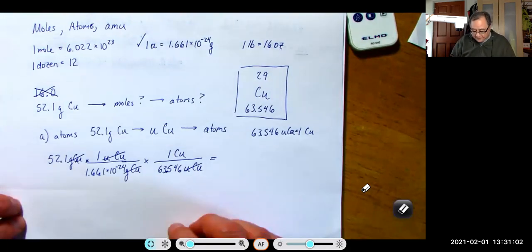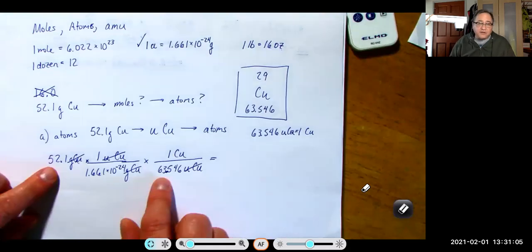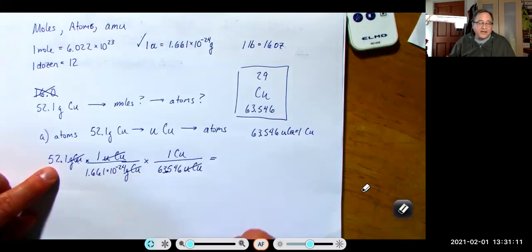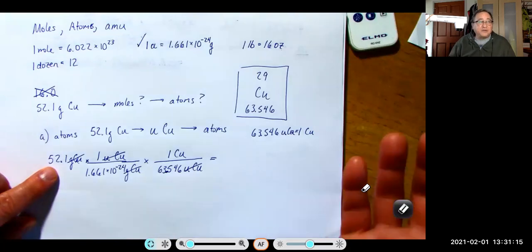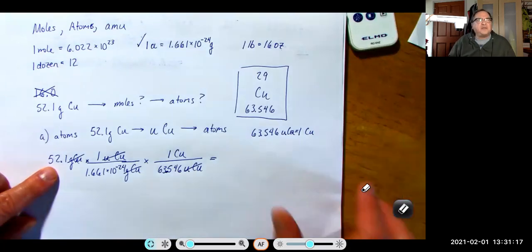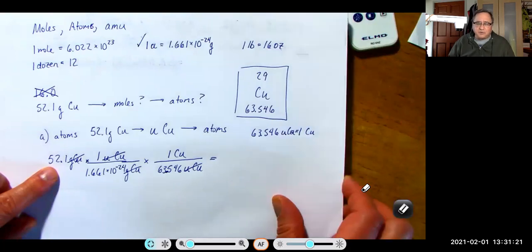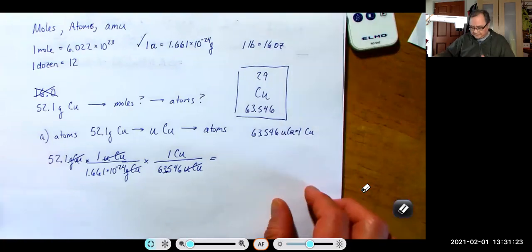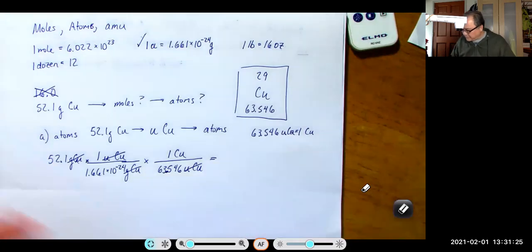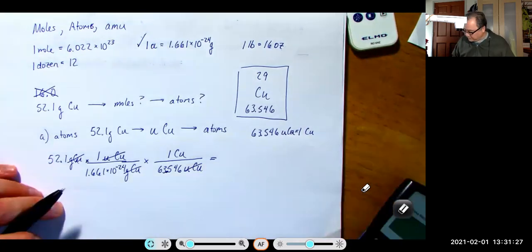But you know what? 52 and 63 aren't that far apart. They're off by like 20%. So instead of 6, we want to get something that's like 20% less than that. So maybe, let's see, 20% less would be 1.2. So maybe 4.8 times 10 to the 23rd is what we expect. Okay, so let's do the work.